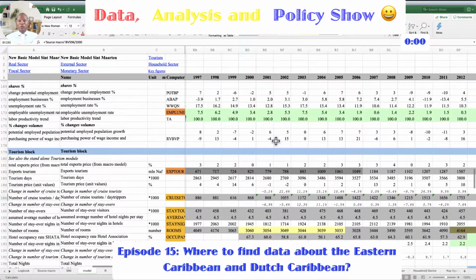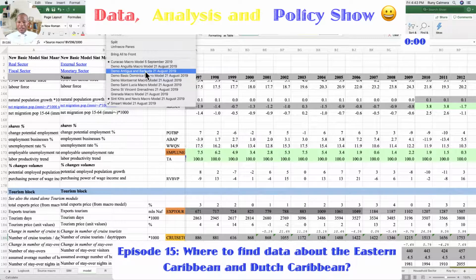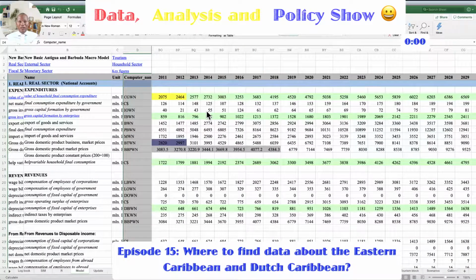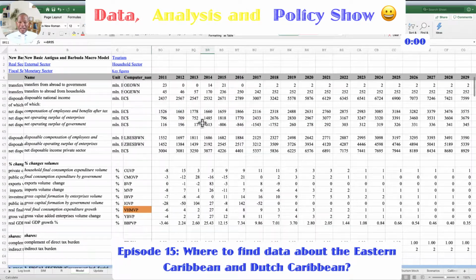Also the number of rooms. So I'm going to show you. I don't know anymore which island I was on. I think I was not there in Antigua and Barbuda. So let me show you Antigua and Barbuda. And this is great. Now let me show you something else of Antigua and Barbuda.